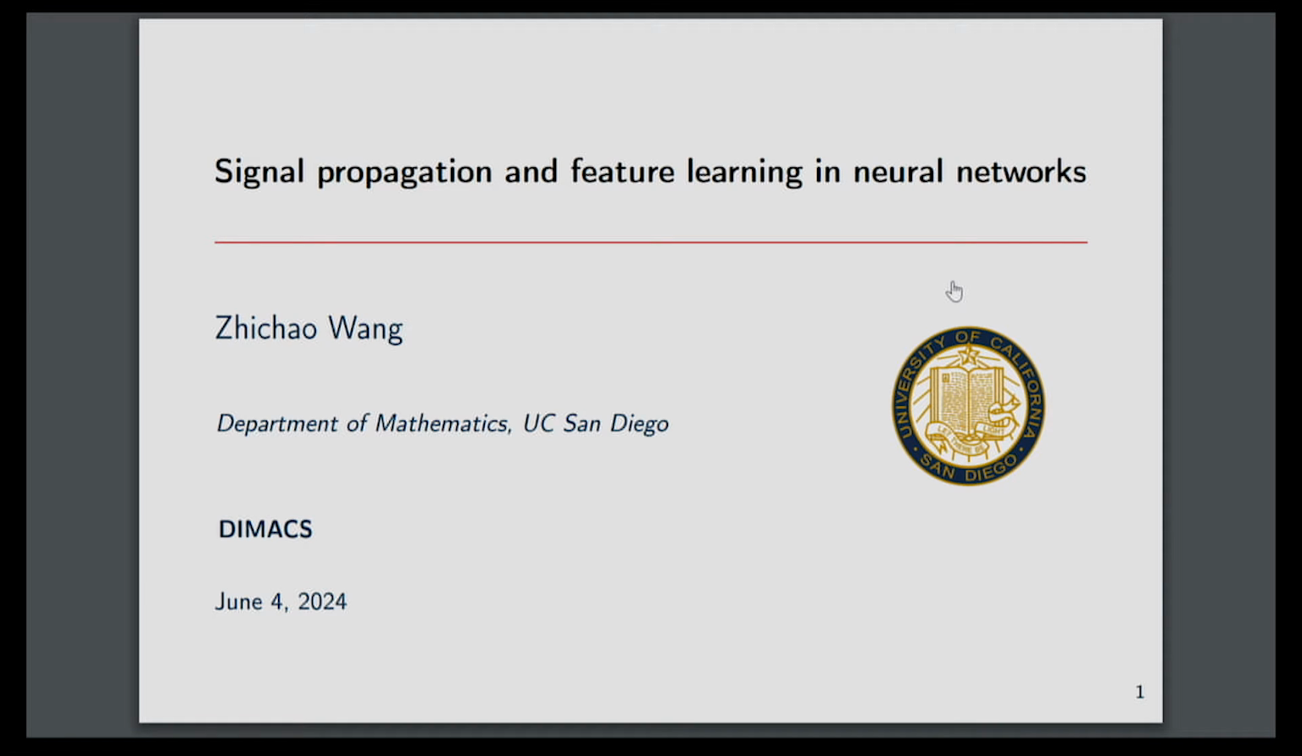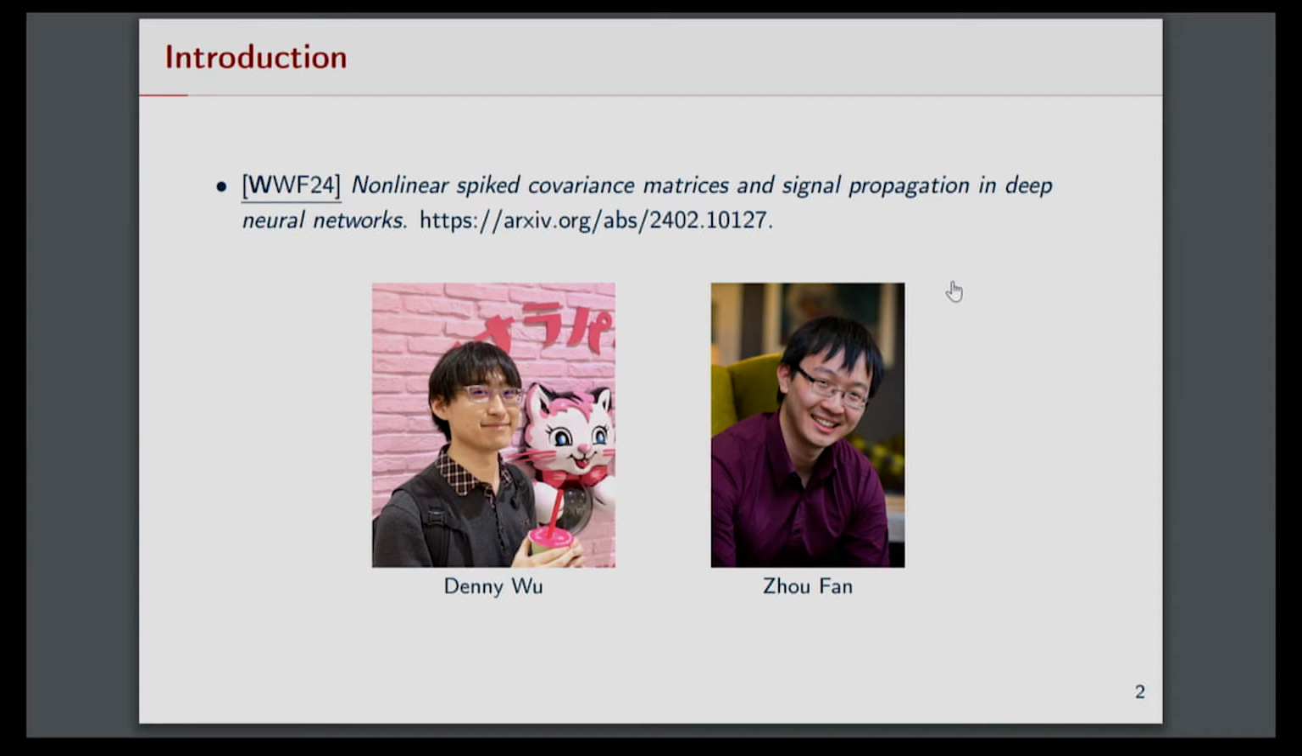So today I will talk about the random neural network and feature learning for neural networks using random matrix theory. This is joint work with Zhou and Denny, and they are all here, so you can ask them questions.